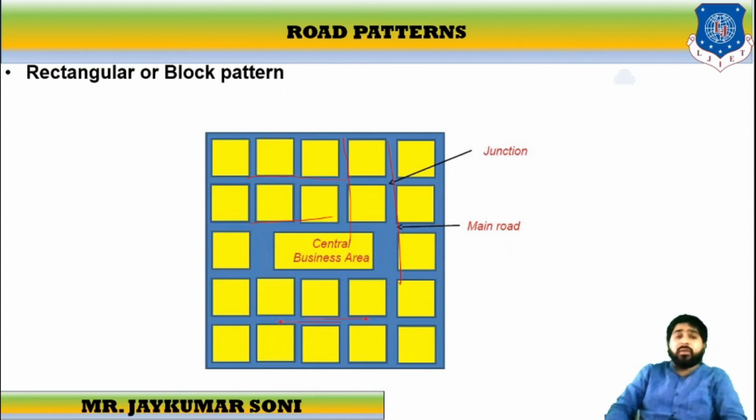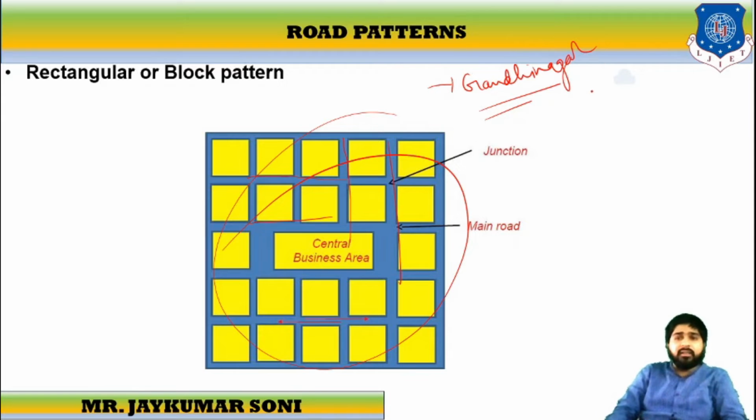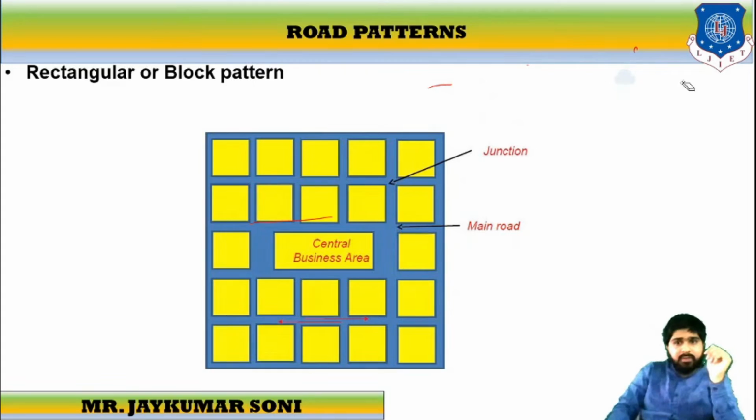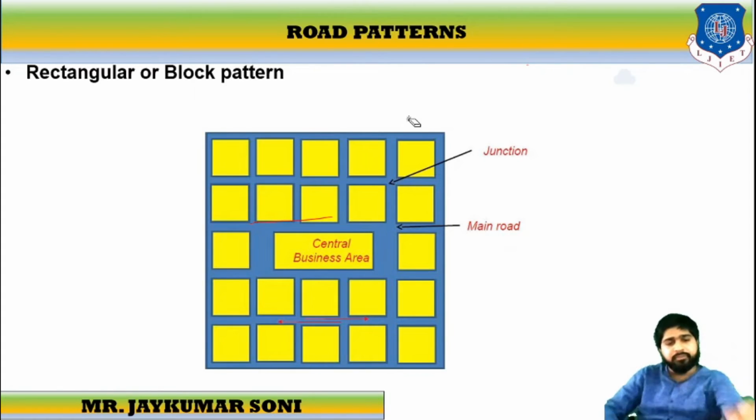Now the answer to the question is that this kind of pattern is observed in Gandhinagar. Gandhinagar has this kind of road pattern. And another example is Chandigarh. Chandigarh and Gandhinagar have this kind of road. You understood the concept? Let us move towards the next one.